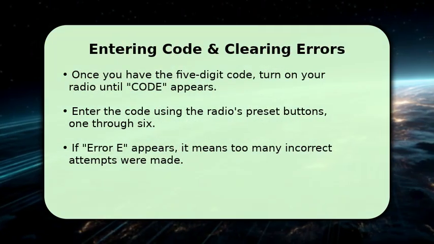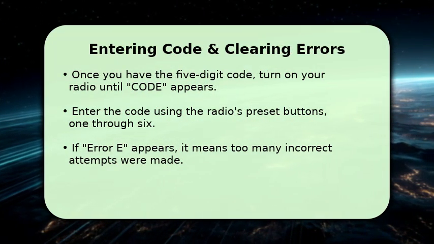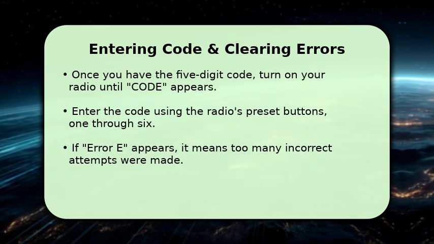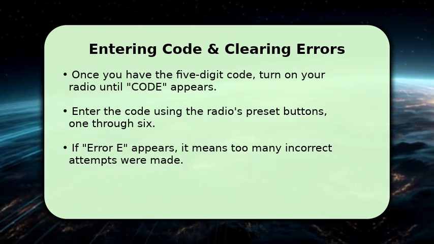With your 5-digit radio code in hand, turn on your vehicle and the radio. When code is displayed, simply use the radio's preset buttons, numbered 1 through 6, to enter each digit. The radio should then unlock and resume normal function.